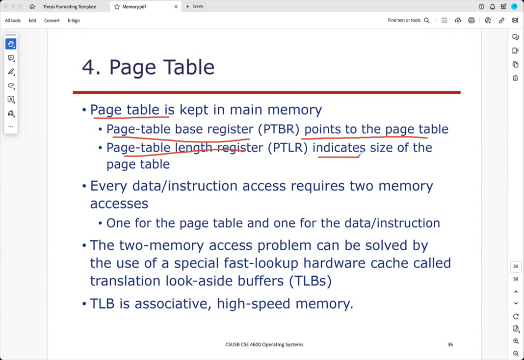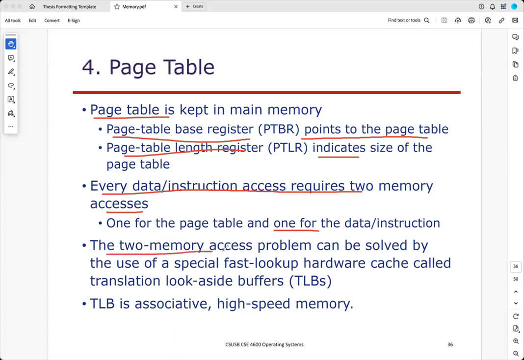The operating system will create a page table for each process. The page table entries store the frame numbers. Now, every data or instruction access requires two memory accesses. One memory access is for the page table, to get the frame number from the page table entry. Another memory access is to get the data or the instruction from the main memory. We know memory access is much slower compared with the processor or CPU speed.